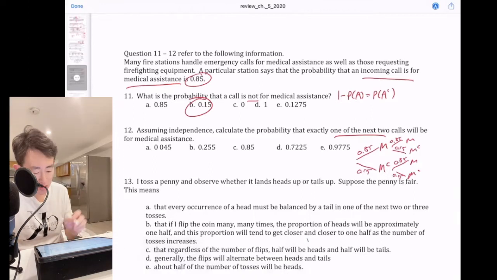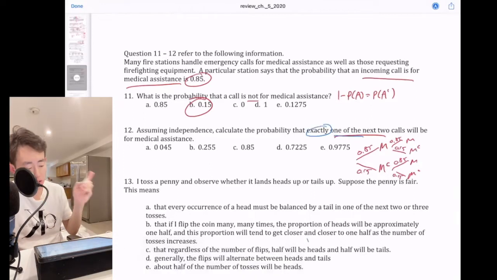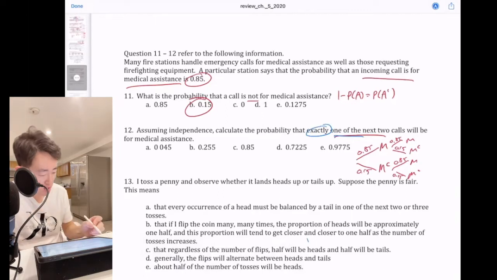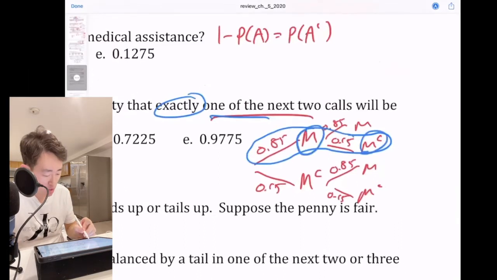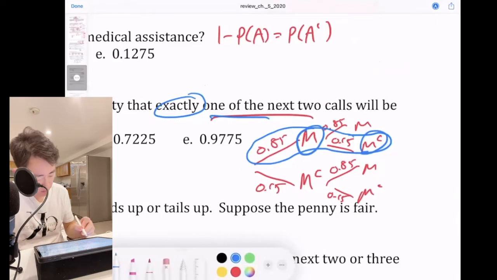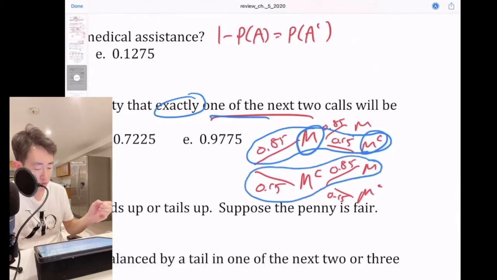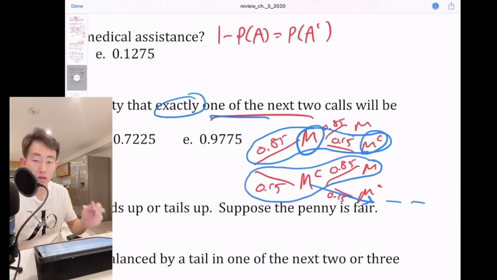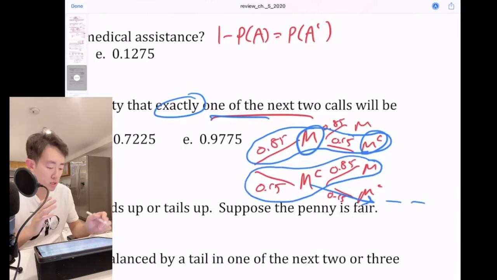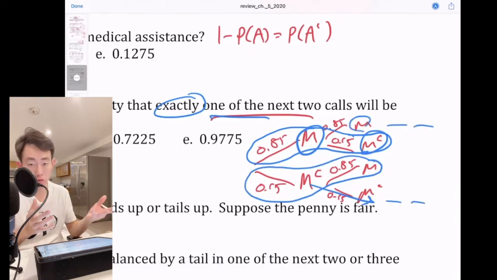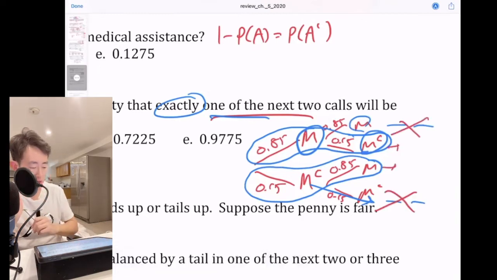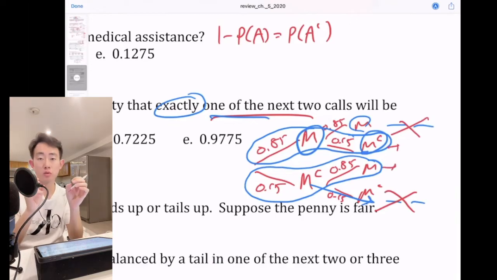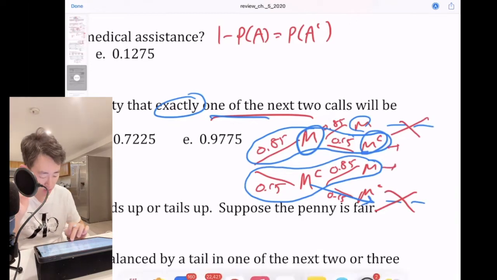So exactly one of the next two calls being for medical assistance means this branch right here, because you need to have one medical and one non-medical reason. Oh, that's not the right one. One medical and one non-medical reason there. This means that neither of those two calls were for medical reasons, and this means that both calls were for medical reasons, which means that I can't include these two. It's got to be these two here. And you can see that the general rule of multiplication says that I can just multiply those two probabilities together.